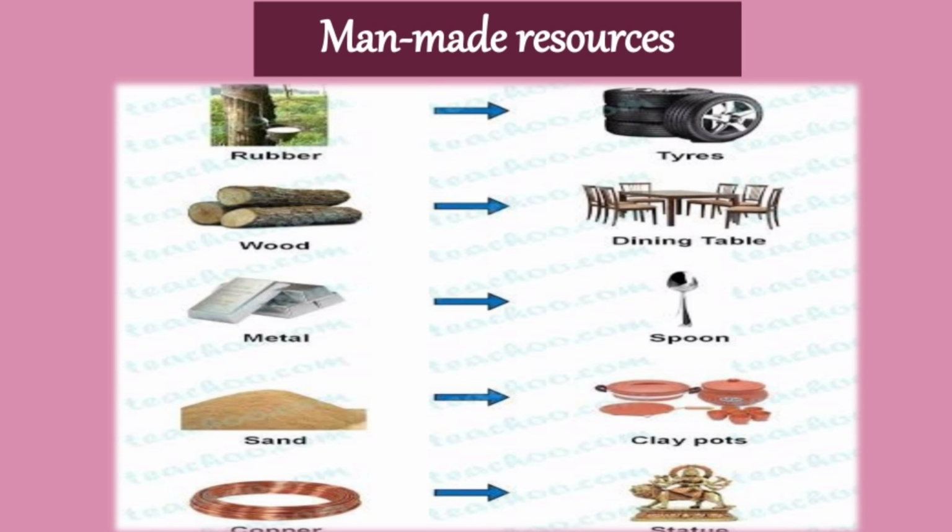See this image, you will get to know from which substance the object is made. Tires are made of rubber, the dining table which we use is made of wood, the spoon is made of metal, clay pots are made of sand, and the statues are made of copper. So from all these natural substances, man produced all of these objects.